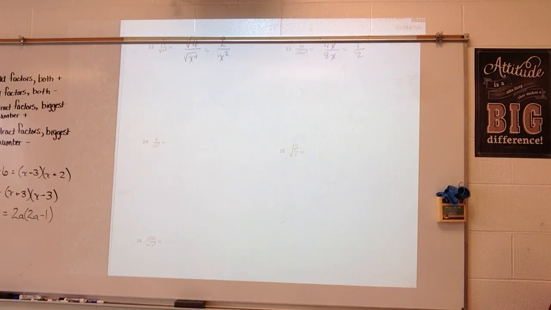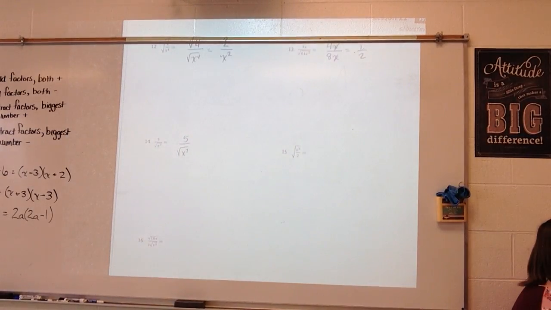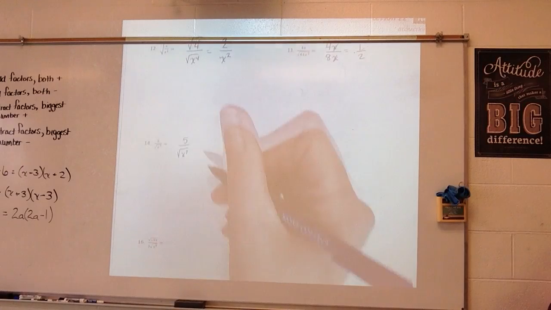All right, 5 over the square root of x to the 7th. Well, in this case, there's nothing I can do with the 5. So, sorry guys, I lost train of thought there for just a second. I want to look at x to the 7th. Guys, remember when you multiply exponents, you actually add their exponents. So I want to know what times itself can give me x to the 7th. Well, nothing can. But let's look at what happens if I do this.